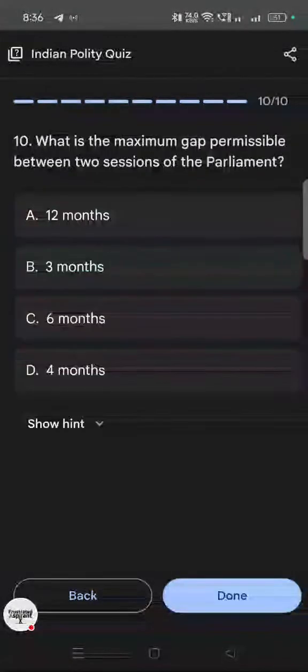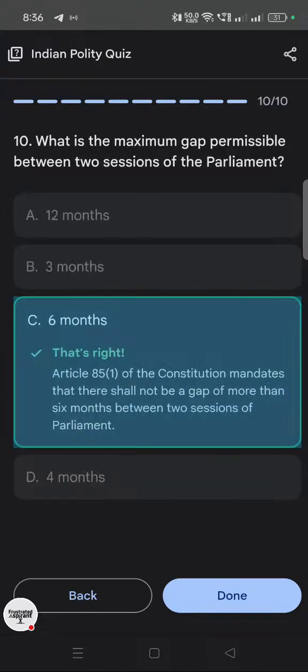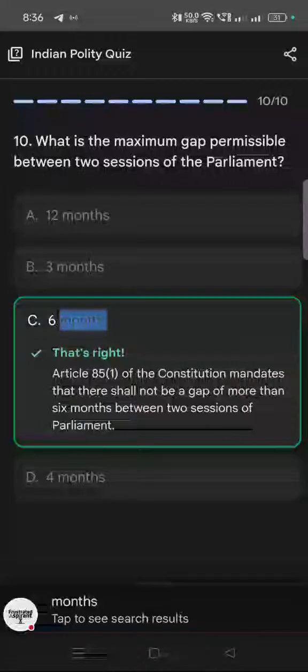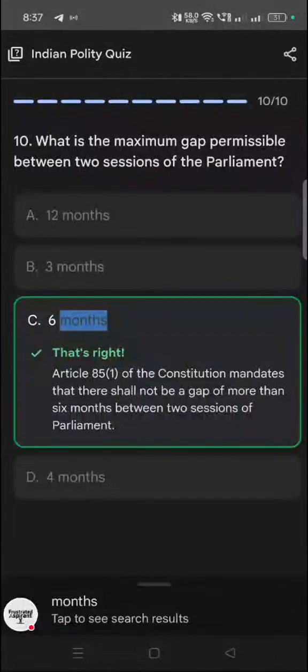What is the maximum gap permitted between two sessions of the Parliament? 6 months. Article 85 Clause 1 of the Constitution mandates that there shall not be a gap of more than 6 months between two sessions of the Parliament.